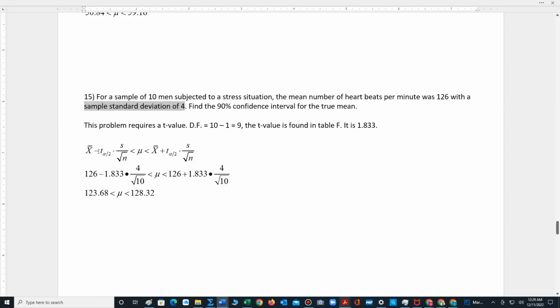And then the formula we use is this one here. We're estimating the mean. X bar 126, t 1.833, sample standard deviation 4, and n is 10. We calculate, and we end up with the average of heartbeats is between 123.68 to 128.32.